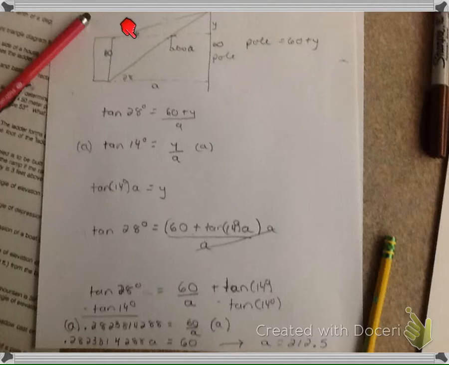This is just a horizontal line from the building to the pole. This says 14 degrees because they said the angle of elevation to the top of the pole, which is over here, was 14 degrees. And then they said that the angle of elevation from the bottom of the building to the top of the pole was 28 degrees, so this angle is 28.